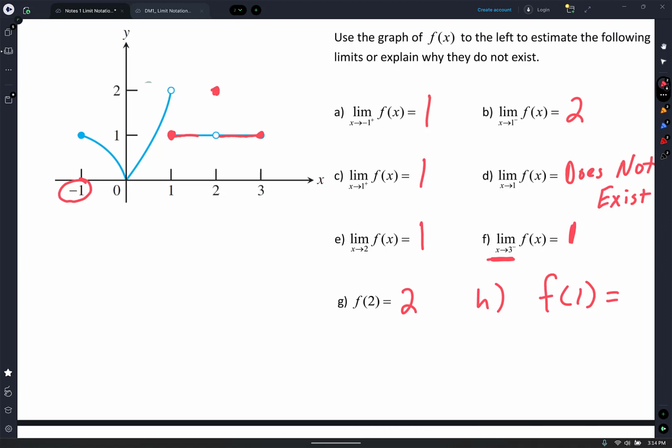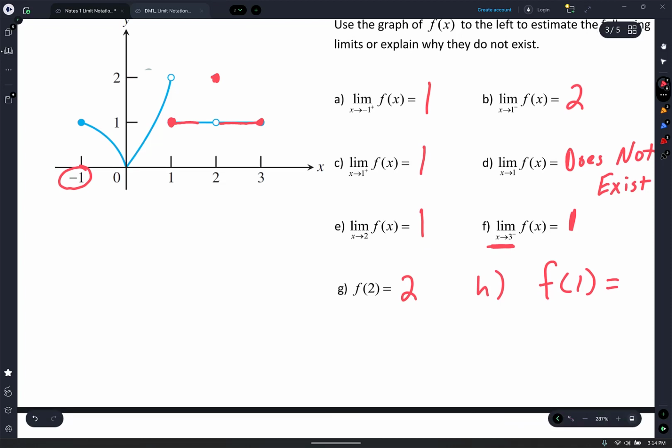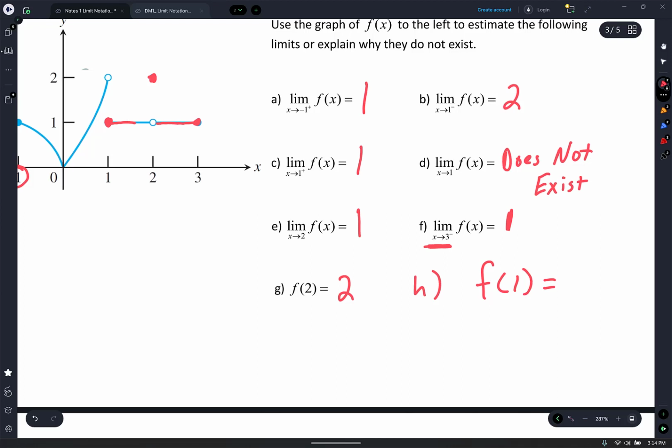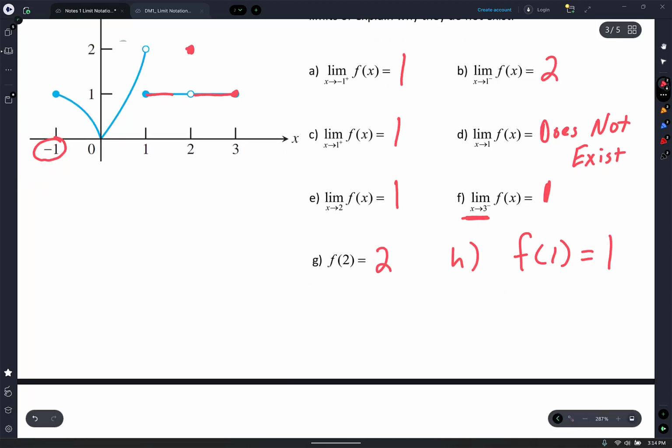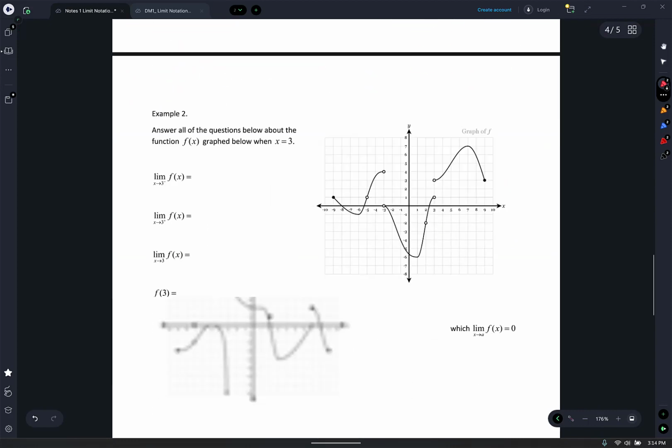Does that make sense? Look at letter h that I just made up. Letter h does not have the word limit in the front. So all that means, when x is 1, where is this function defined? When x is 1, this function is defined at 1. So this is different from a limit. This is like, where is it just defined? Where do I have a point? Or where is the curve defined? Cool or not cool? Cool. All right, let's continue.